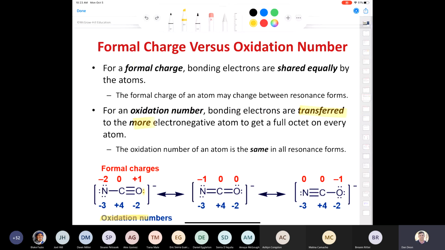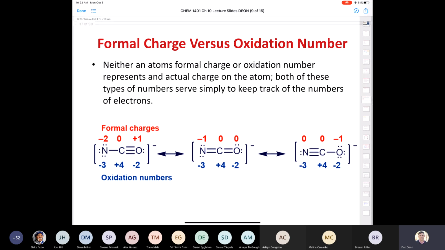It's as if the oxygen has 1, 2, 3, 4, 5, 6, 7, 8. 6 valence electrons, subtract 8 gives you -2. Okay? And so that's where we get those oxidation numbers. Again, oxidation number will not change throughout all of these different resonance contributors. All right, so you have to know the difference between oxidation number and formal charge.